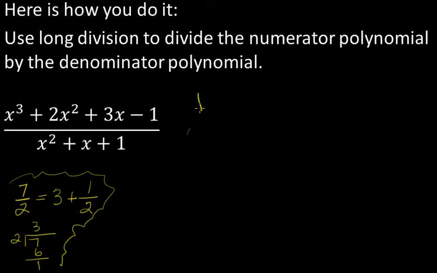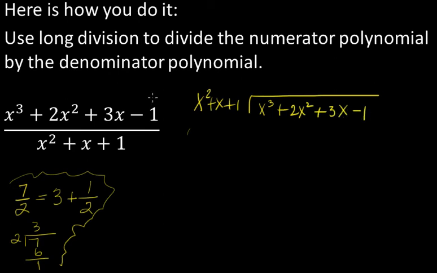We take x squared plus x plus 1, and we're going to divide it into, just like we divided the 2 into the 7, x cubed plus 2x squared plus 3x minus 1. Now when you do this, you only have to look at the term with the highest power of x. That's the only one that you'll be dividing with. So you take x squared goes into x cubed, x times.